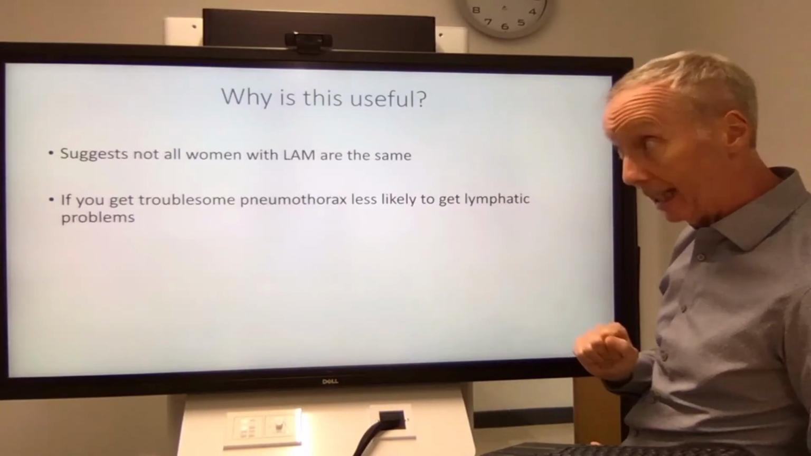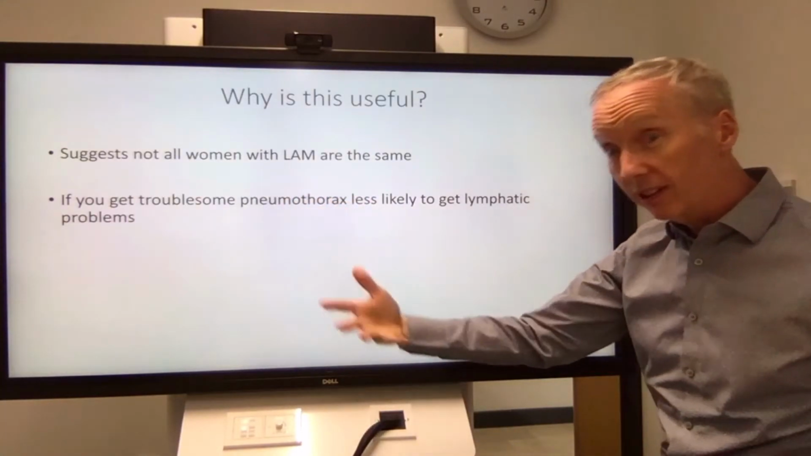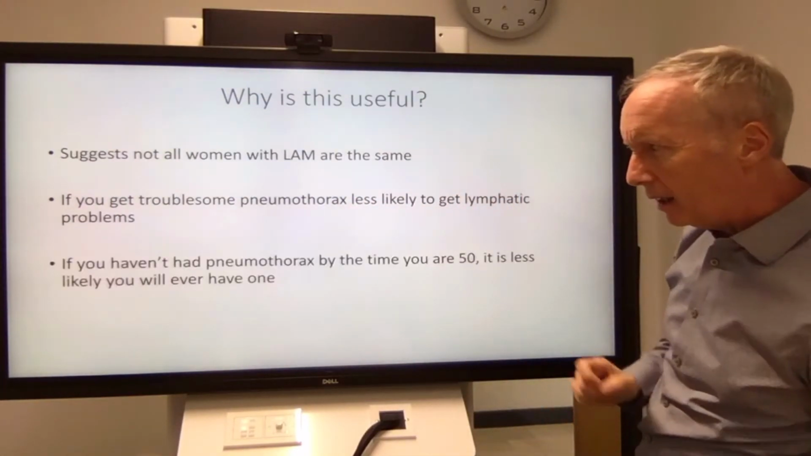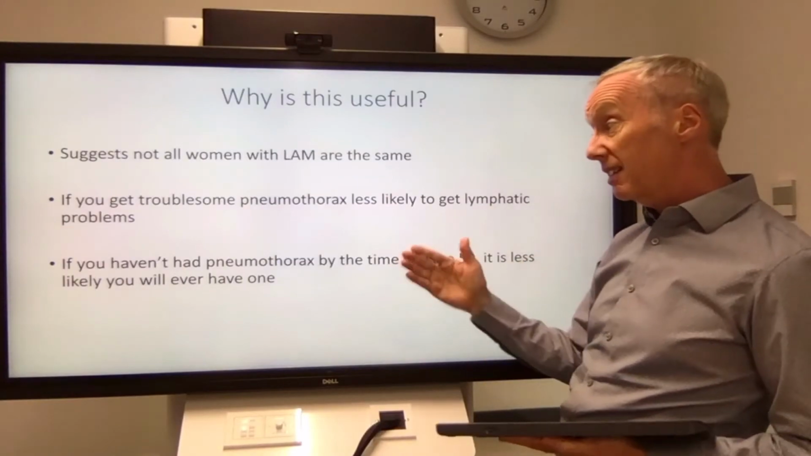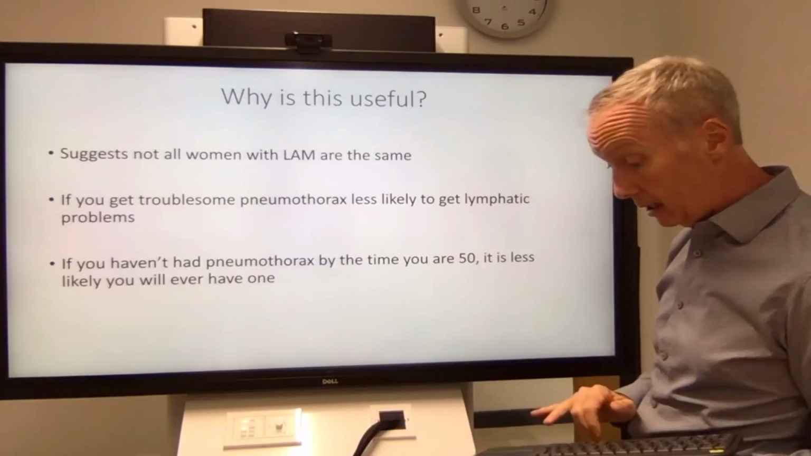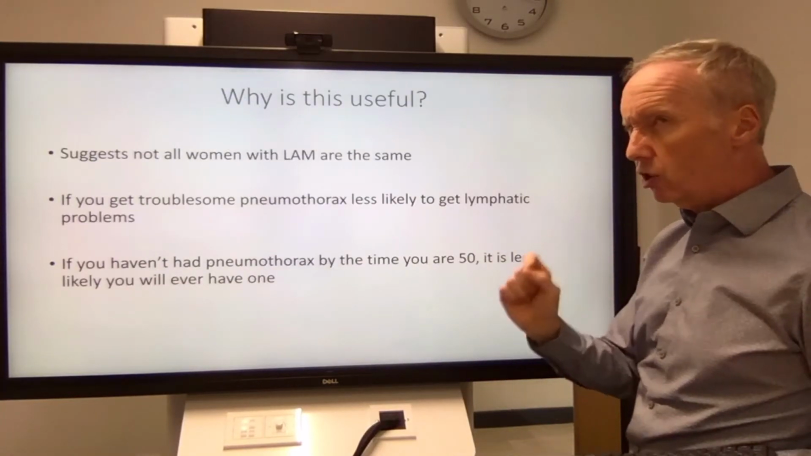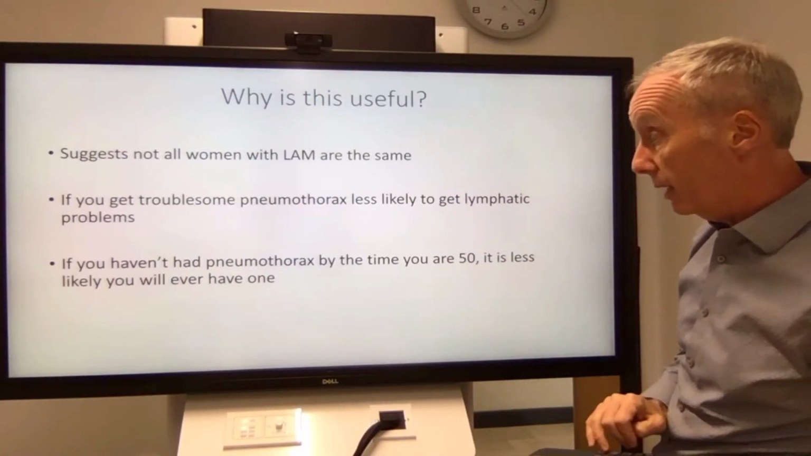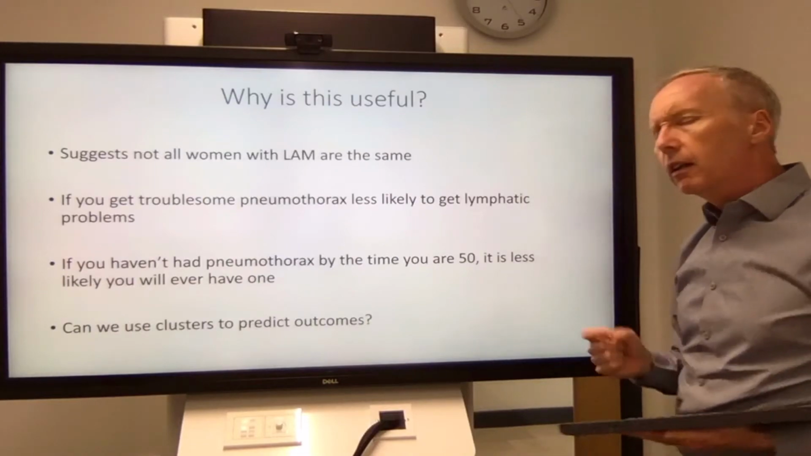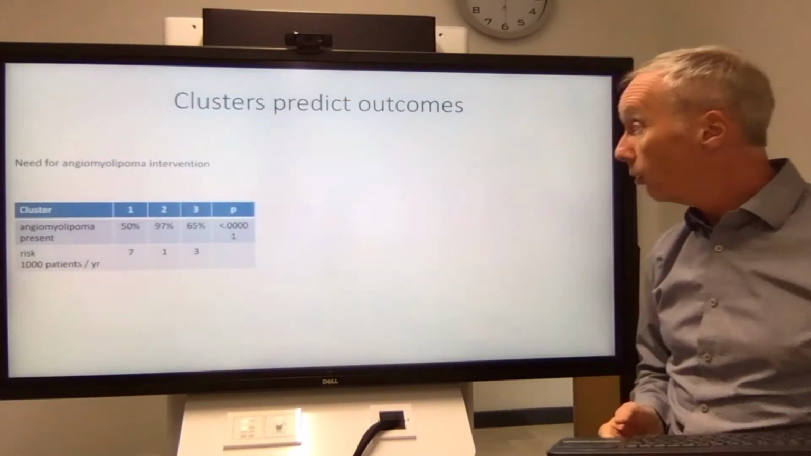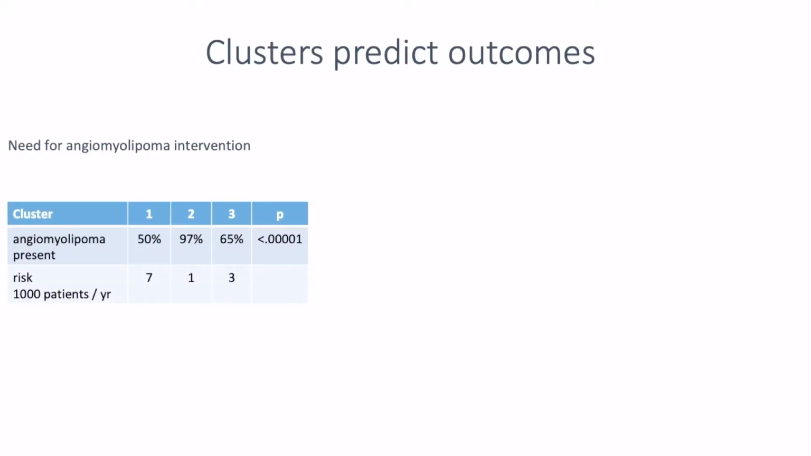Usually, if you get troublesome pneumothorax, very often this happens to patients in cluster 1, and you're much less likely to get lymphatic problems. If you haven't had a pneumothorax by the time you're 50, the chances are you're quite unlikely to have one at any time. It's not never, but the chances are much less than someone presenting with LAM when they're 30. So the real use, of course, would be if we can put a number and predict some outcomes here. So clusters do predict outcome, it turns out.